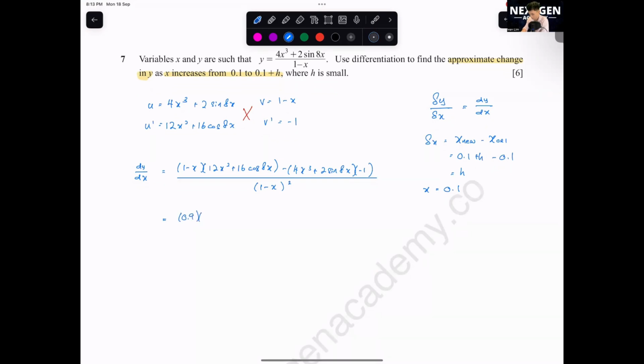0.9. Okay, I break it down instead of just typing the whole thing in the calculator, which I wouldn't recommend. I break it down part by part here like that. Okay, so I sub in the 0.1. This is at x equals to 0.1.